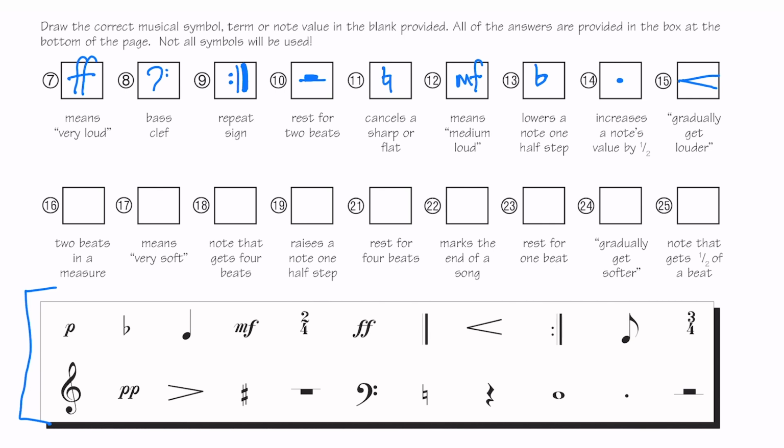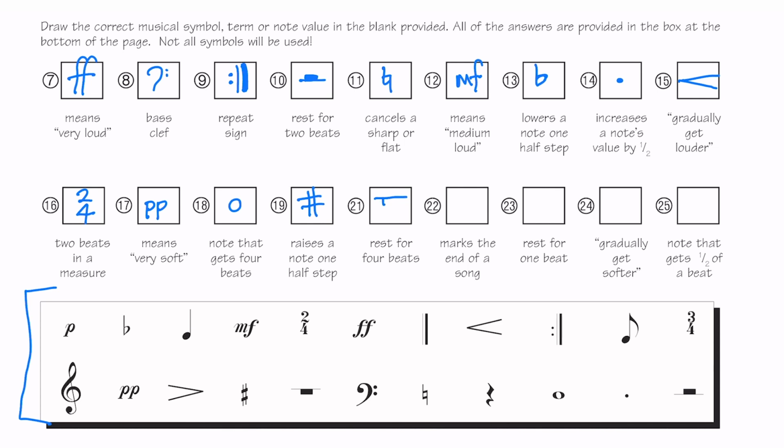2 beats in a measure. I'm going to draw a time signature here. I could put 2 on top, 4 on bottom. That means there's 2 beats in a measure. Very soft. Okay, so soft is P, piano. Very soft is pianissimo, or double P. A note that gets 4 beats. Whole note. This raises a note a half step. A sharp.